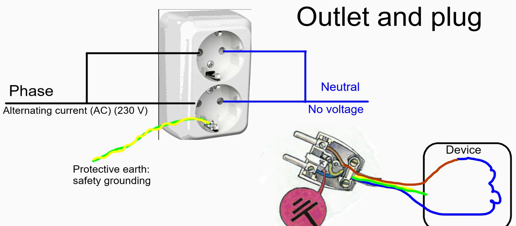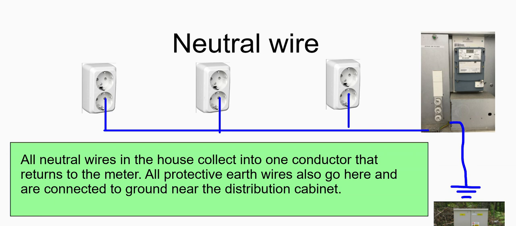There are also these metal clips in the outlet connected to what's called protective earth or ground, and it's connected by a yellow and green wire. This connects to the metal casing of appliances like a toaster, and let's look at that. But first, all neutral wires in the house collect into one conductor that returns to the meter. All protective earth wires also go here and are connected to ground nearby the distribution cabinet.